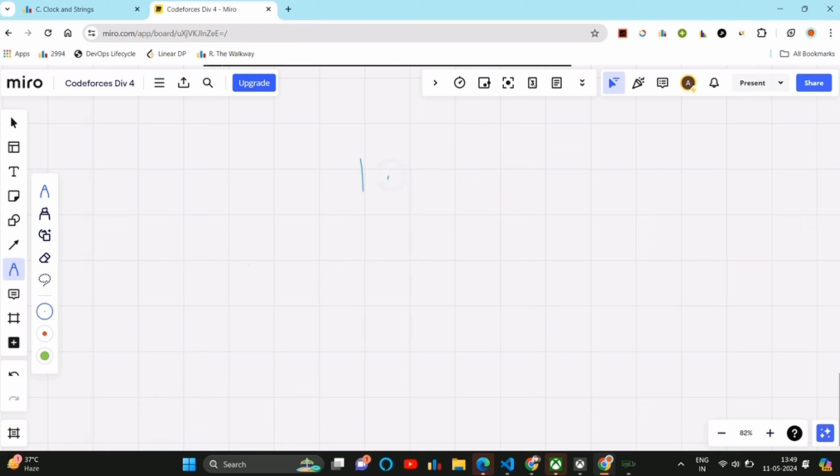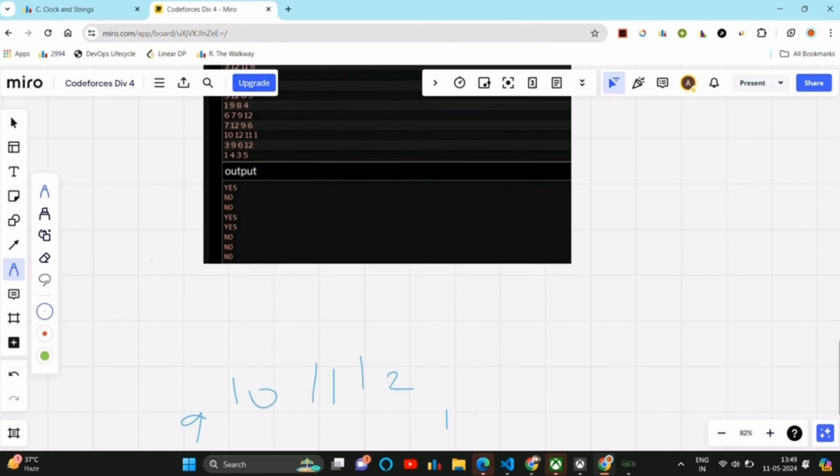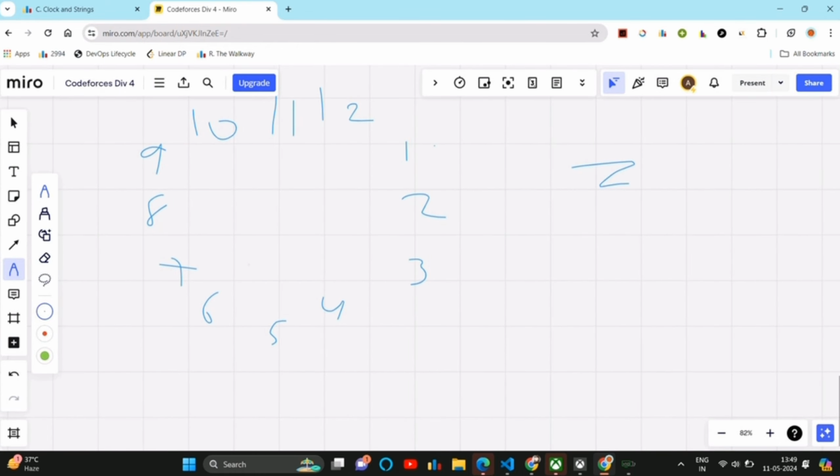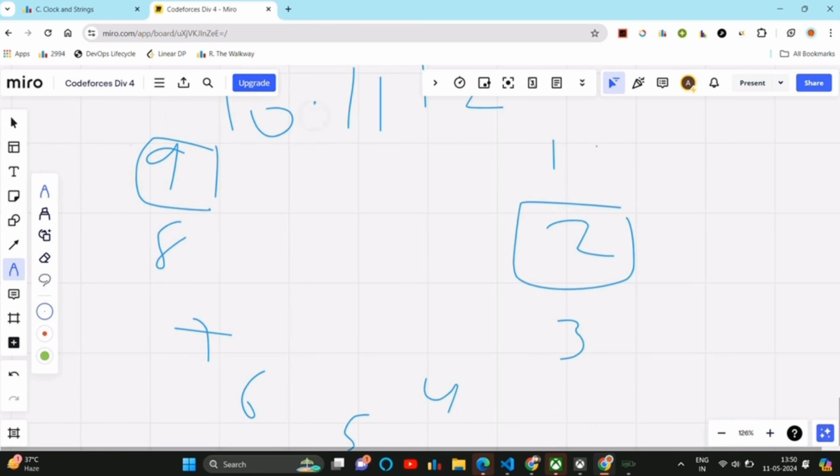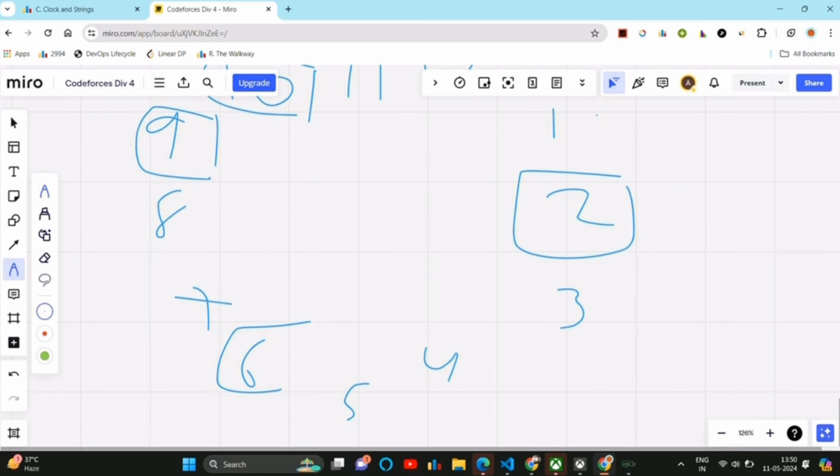So first of all, let's consider a clock, something like this: 4, 5, 6, 7, 8, 9, 10, 11. So it is something like a clock, right? Let's take the first example, that is 2 9 10 6. So that is 2, 9, 10 and 6. As you can see, when I connect 2 and 9 and then connect 10 and 6, both are intersecting, isn't it? So I just need to answer whether they both intersect or not.